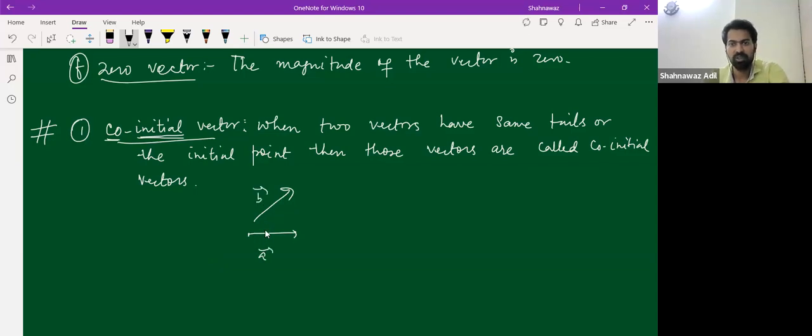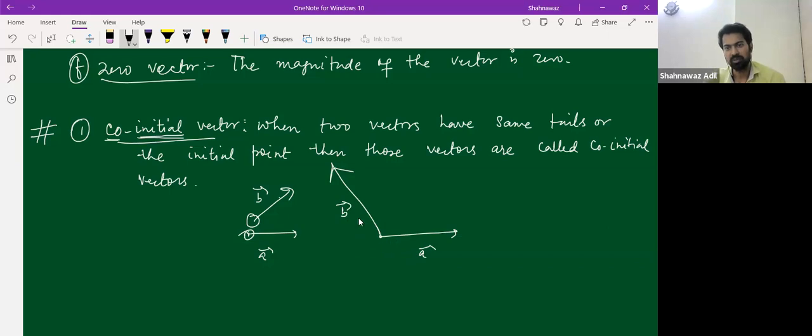Are these vectors co-initial? Nabila, what do you say? No, because the tails are different, right? So to make it a co-initial vector, we have to take this vector at this point. So these two vectors, let's say A and this B vector.